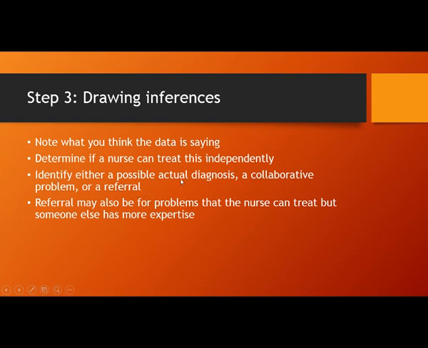And the difference between that is an actual nursing diagnosis is something that the nurse can treat independently. A collaborative problem is something you're going to need some help with, but you still would be quite involved in the case. And a referral is something that you're not going to do much at all. You're going to hand the problem over to somebody else who has more expertise or who can treat the problem.